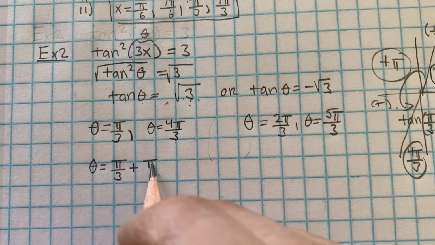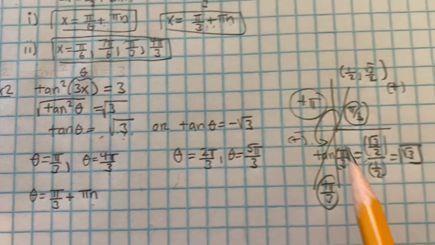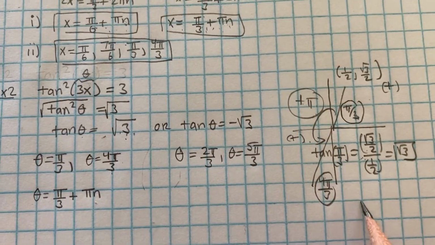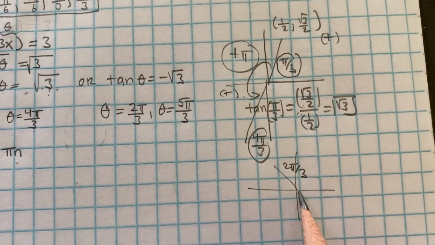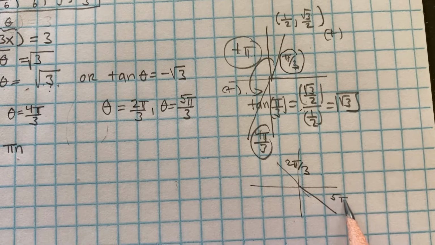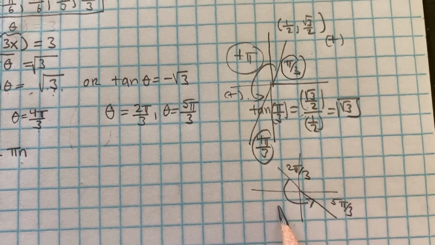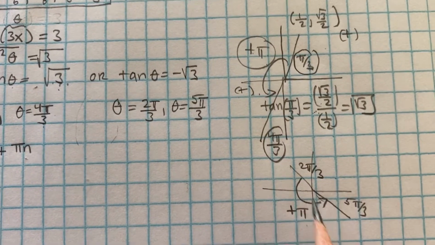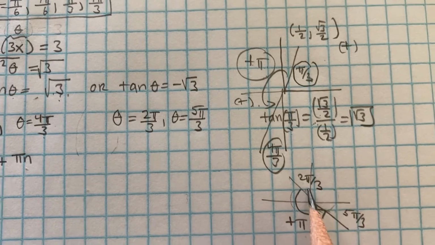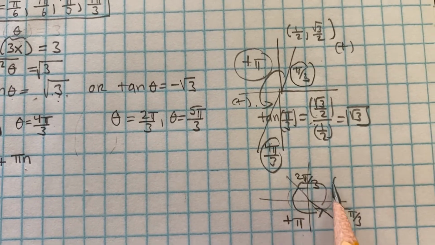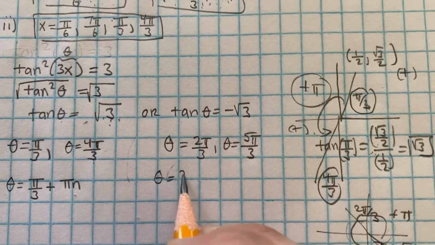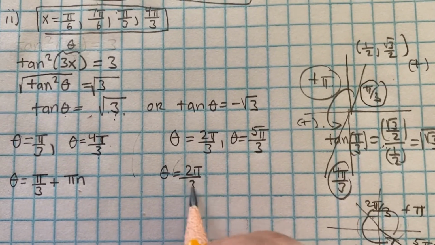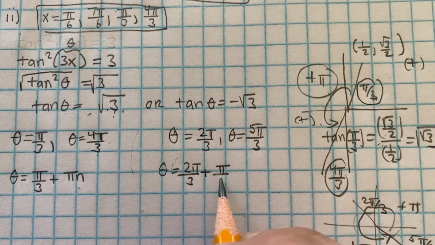plus pi n. And the distance between, if I had 2 pi over 3 over here, and this guy right here was 5 pi over 3, this distance is also a full pi. Go around here, it's pi. Go around here, it's pi. It has to be equal distance for you to condense the solution. So over here, I could say theta is equal to 2 pi over 3 plus pi n.